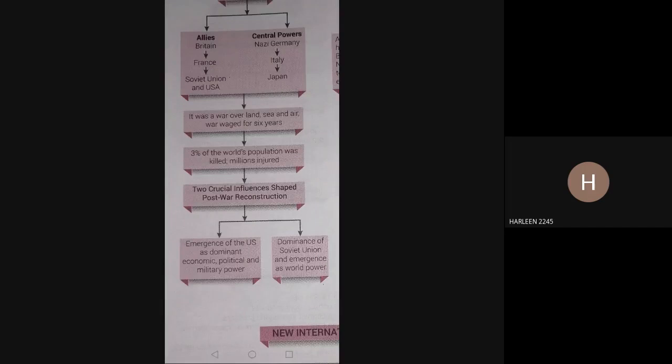3% of the world's population was killed, and millions were injured. This led to the emergence of the US as the dominant economic, political and military power, and the Soviet Union also emerged as a world power.